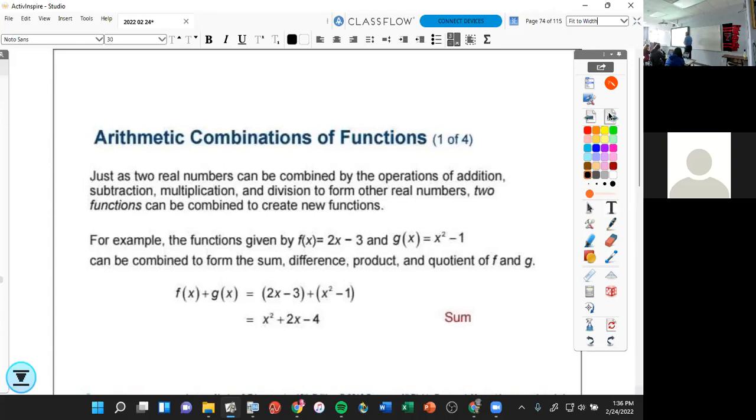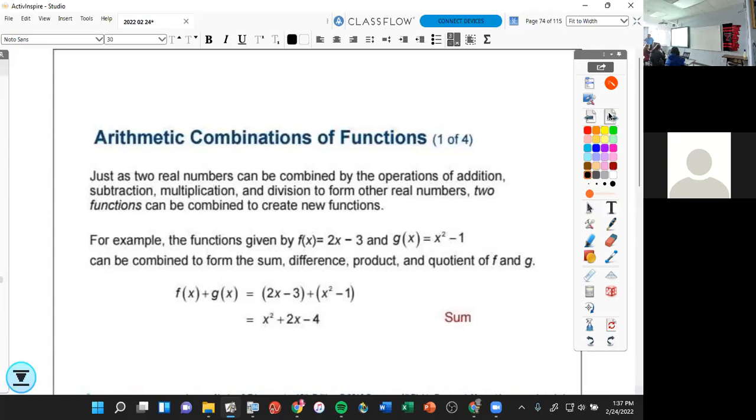If I wanted to add those 2 functions together, all we're going to do is combine like terms. So f of x plus g of x would be, well, here's f of x, which is 2x minus 3, in parentheses, plus g of x, also in parentheses, x squared minus 1. I'm adding 2 functions together. So how much purpose do those parentheses actually play? When you're adding, they don't really do anything, right?